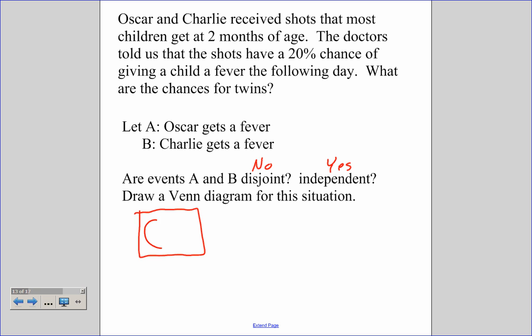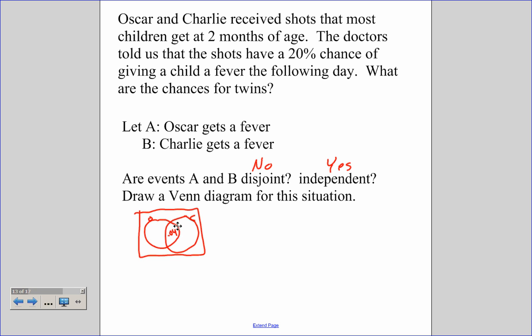So let's start by drawing a Venn diagram for this situation. So we have Oscar over here, Charlie over here. The probability, so I'll put a little O, a little C there. The probability that they both get a fever is going to be, since these are independent, we can do 0.2 times 0.2, which is 0.04. So 0.04 is going to be the probability that both of them get a fever.